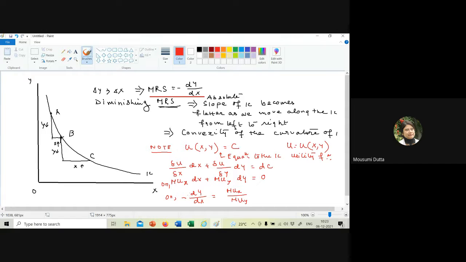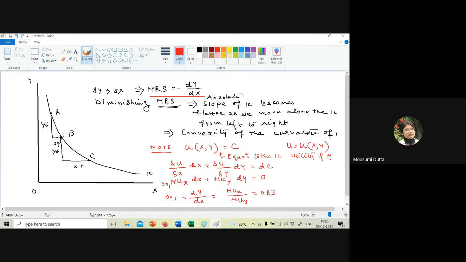Is it now clear? This is also called MRS, marginal rate of substitution. So in this way, we get minus dy by dx is equal to del u by del x divided by del u by del y, or mu x by mu y is equal to MRS. Okay, so in this way, we get this. So the derivation of the slope of the indifference curve is now, I think, fine to all of you.